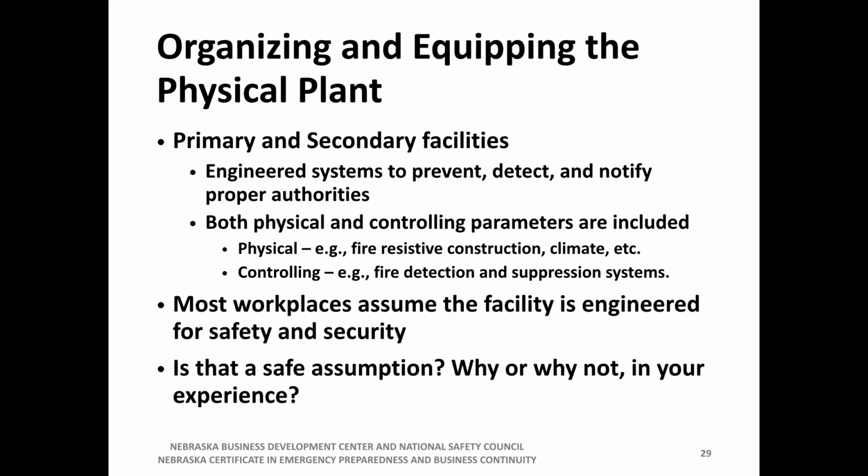Typically, we assume our primary and secondary facilities have several interrelated engineered systems to protect against and control emergencies. Among the more prevalent are the fire detection, notification, and suppression systems of fire-resistive construction, called controlling parameters. The engineered systems include many structural elements as well, called physical parameters. However, is that a safe assumption, given multiple owners or the potential for renovations to in some way alter the ability of the physical or controlling elements to function the way they were originally designed?